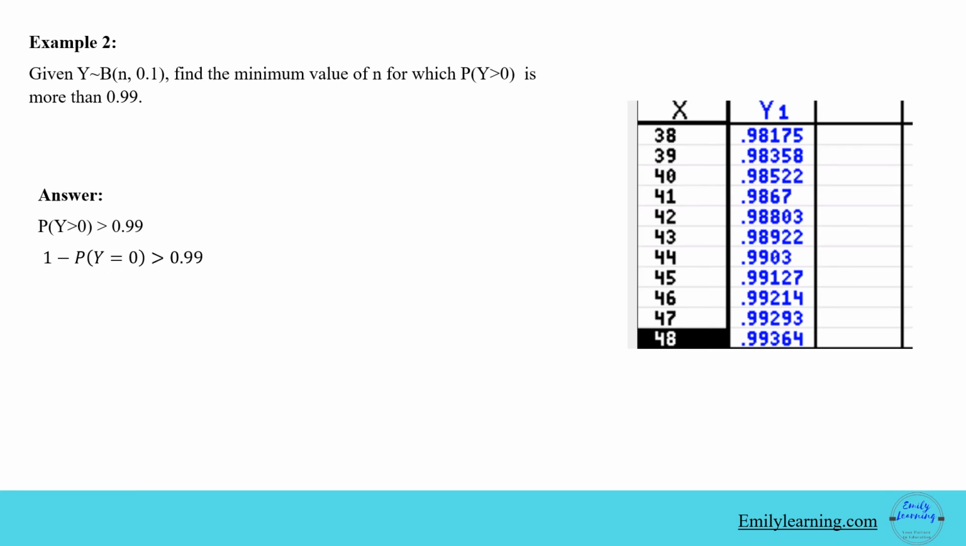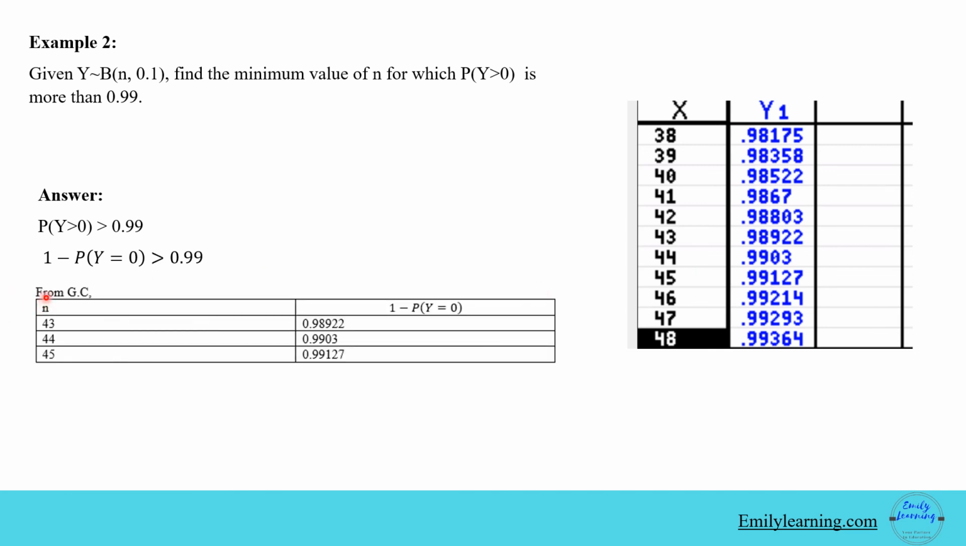So this is what we get from the graphic calculator, and we know that starting from n equals to 44, the probability of 1 minus P of Y equals to 0 exceeds 0.99. So to do this, what we need to do is copy a few values, and then conclude that the minimum value of n is equals to 44.